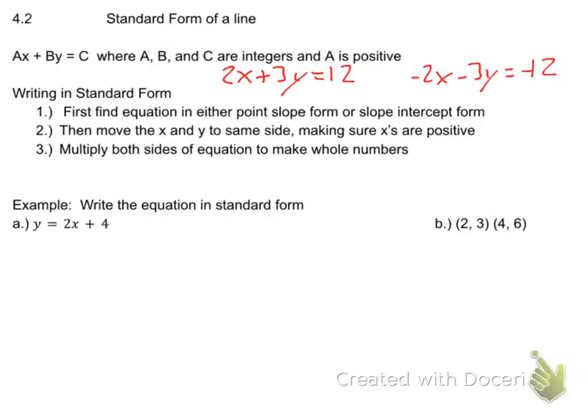So I came up with 3 steps for writing a standard form of a line. First, guys, find the equation in either point-slope form or slope-intercept form. So basically, do what you just did in the last lesson. Then, instead of solving for y and leaving it, I want you to put x and y on the same side. Just make sure the x's are positive.